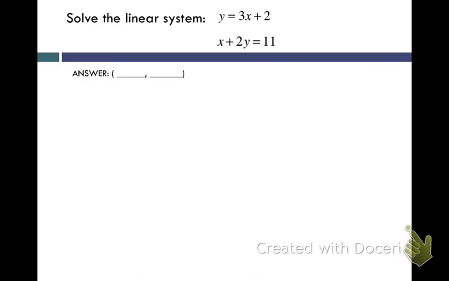Let's look at the next example. So we're going to solve this linear system. We have the line y equals 3x plus 2 and the line x plus 2y equals 11.